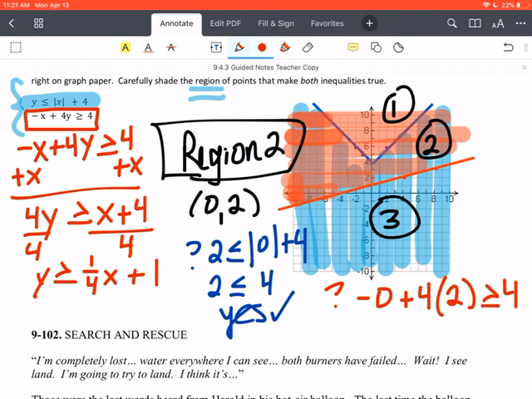Well, negative 0 is 0, so we have is 8 greater than or equal to 4? The answer is yes. So we have our double yes, so we know region 2. We can be confident with that.